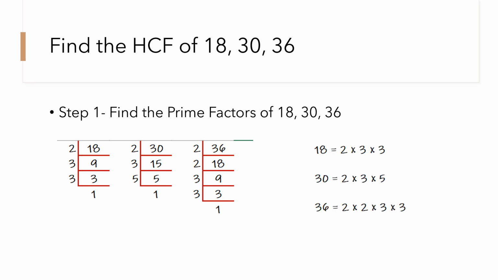18, the prime factors are 2, 3 and 3. When we multiply all the numbers, we get 18. Prime factors of 30 are 2, 3 and 5. Prime factors of 36 are 2, 2, 3, 3. We have now found the prime factors of all the three numbers. So step 1 is complete.